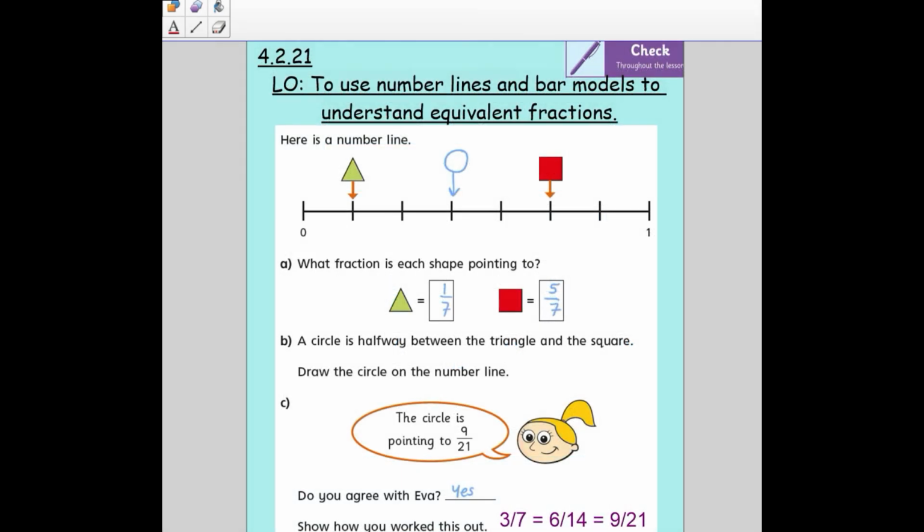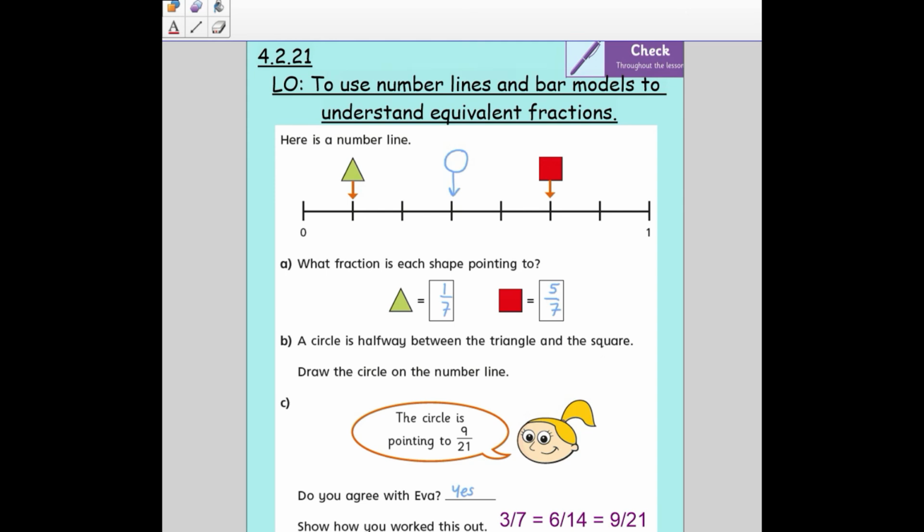Here is a number line. What fraction is each shape pointing to? The triangle was 1/7 and the square was 5/7. If you were to draw the circle halfway between the triangle and the square, it would be there on the number line. Now, did you agree with Eva?